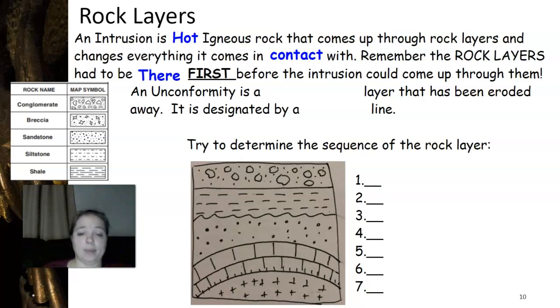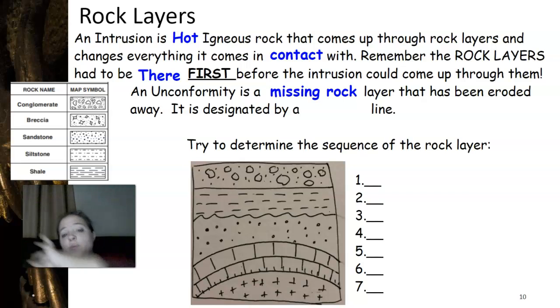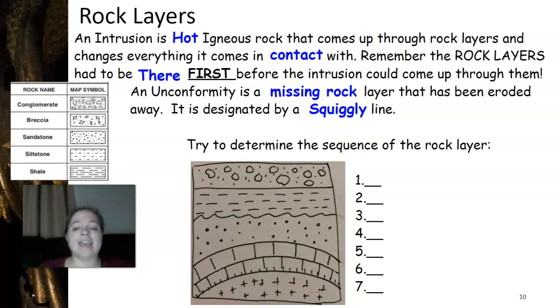All right, keeping that in mind, we got another thing coming at us, an unconformity. What is an unconformity? Well, it's a missing rock layer. When I say missing rock layer, it would be its own type of rock that is eroded away or weathered away. It is designated by a squiggly line. Yeah, very scientific of us. It's a squiggly line. We're going to determine the sequence again.